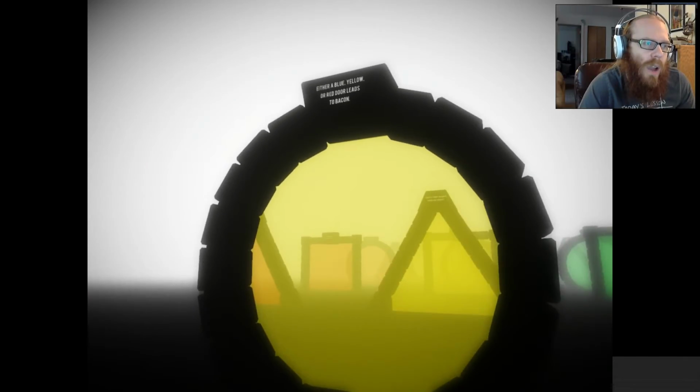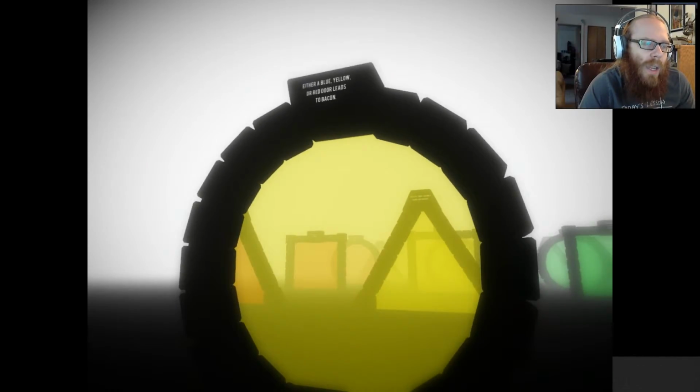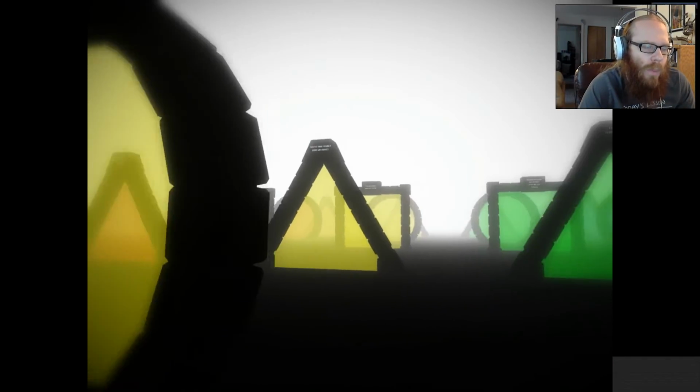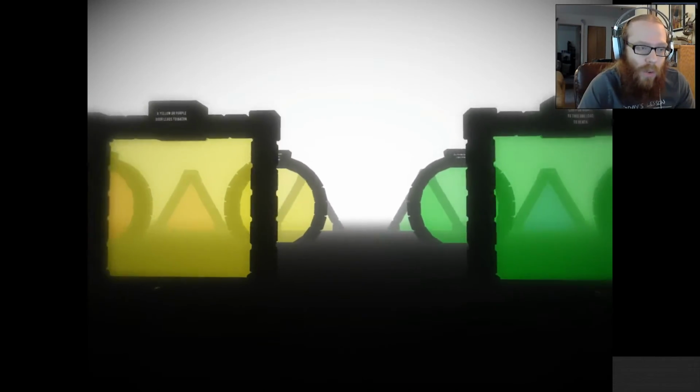So what does this one say? Either a blue, yellow, or red door leads to bacon. Well, if we have to assume that all the yellow ones are wrong, then this one has to be wrong. So either a blue, yellow, or red door leads to bacon. So you're wrong, because it's green, not blue, yellow, or red. So it can't be a yellow door, so it has to be one of these ones.